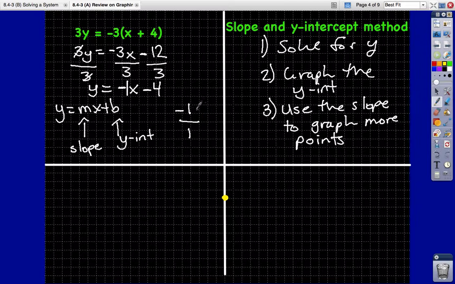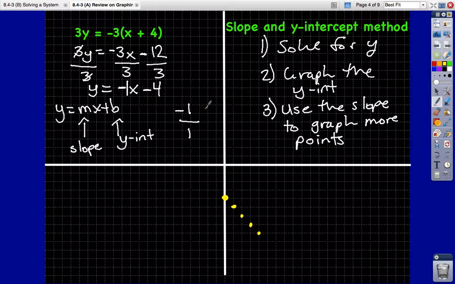The top number here is going to tell me go down 1. So I'm going to go down 1. Then the bottom number tells me to run right 1. So I'm going to go right 1. So I can repeat that, down 1 over 1, down 1 over 1. I can repeat that forever, and I'll have a set of points that are in a line.